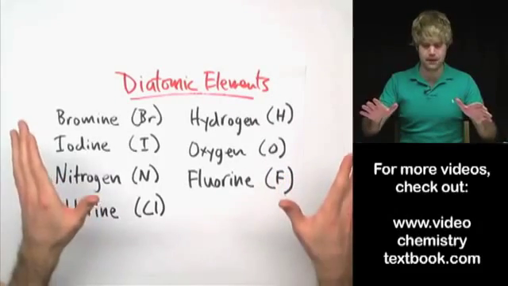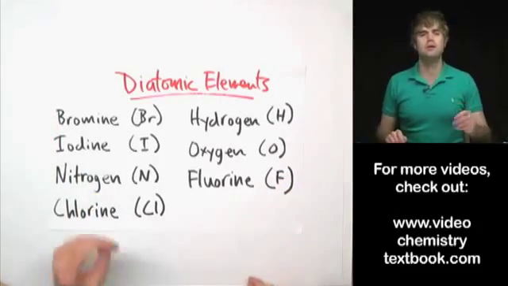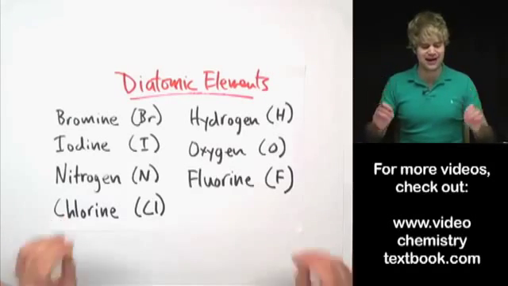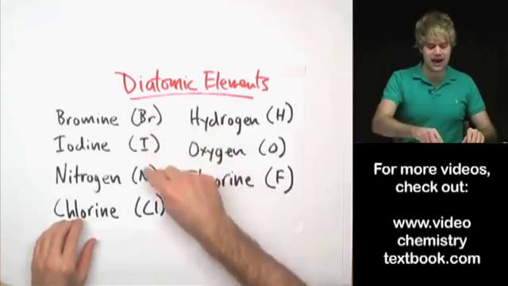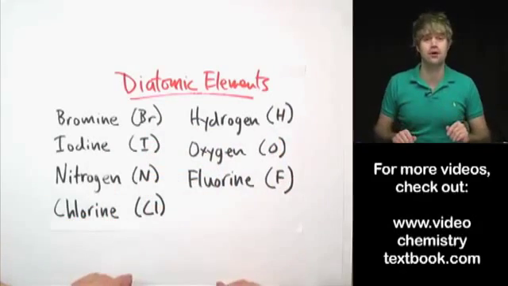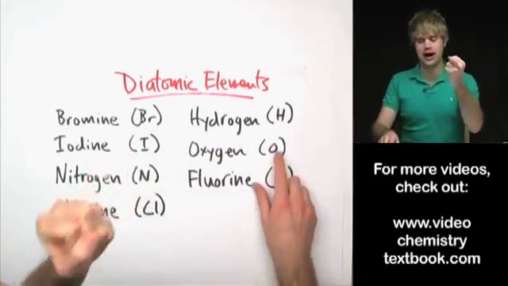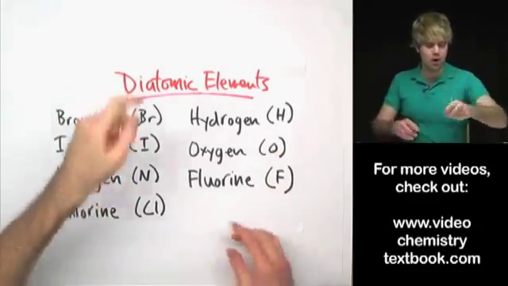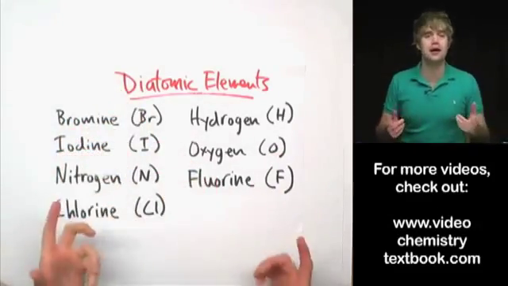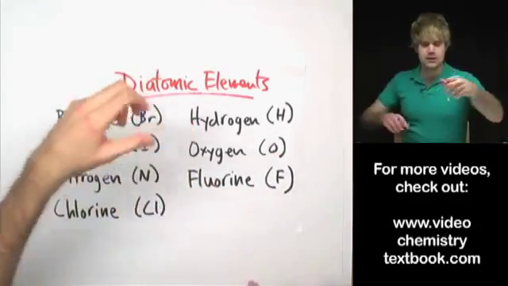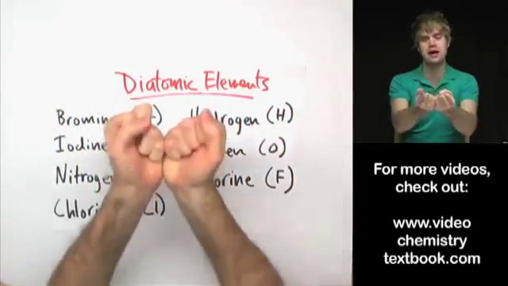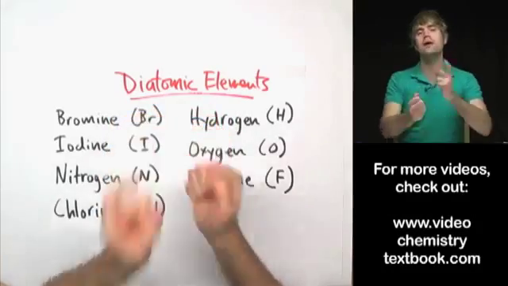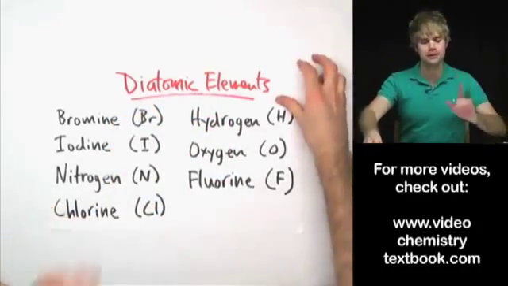But anyway, what makes the diatomic elements special is that we never find a single atom, just one atom, of any of these guys on its own. Okay? So you never find just an oxygen atom hanging out, or a nitrogen atom, or an iodine atom. Instead, these atoms always pair up. You always find 2 of them together, connected together, forming a molecule. Let me show you what I mean.